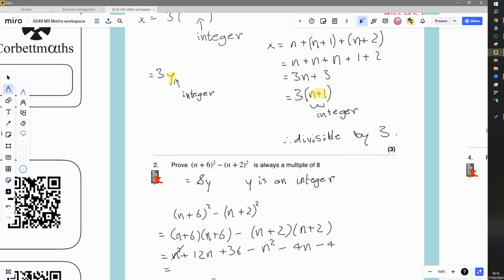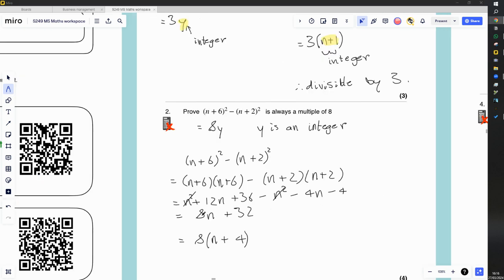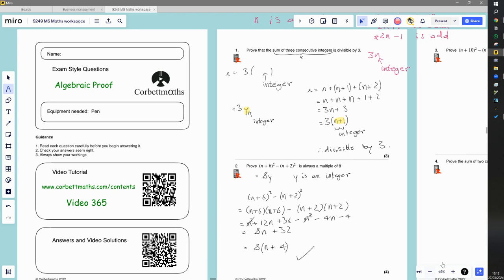And so we can see that the n squared terms cancel out. That's quite useful. And then we've got 12n minus 4n, which is 8n. And we've got 36 minus 4, which is 32. Okay, so now we just look at what to do next. Good. So we factorize it, we take 8 outside the bracket. Inside the bracket, we've got n plus 4, and if n's an integer, then clearly n plus 4 is an integer. So there you go. All right, I'll stop the video there, and we'll have a go at a few more now.